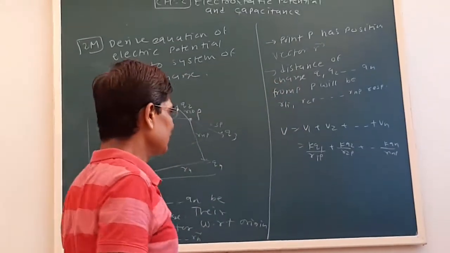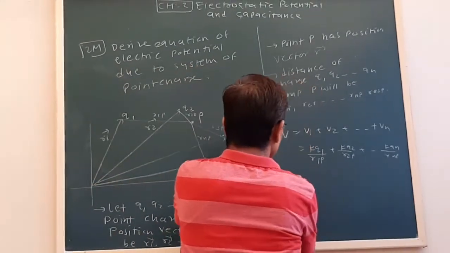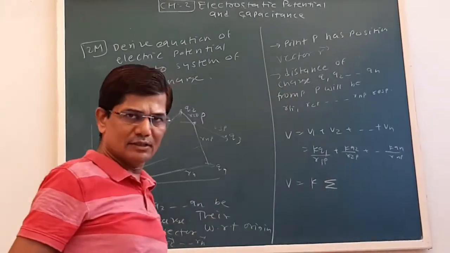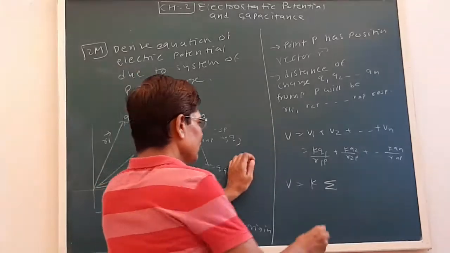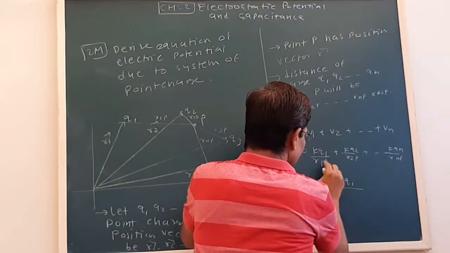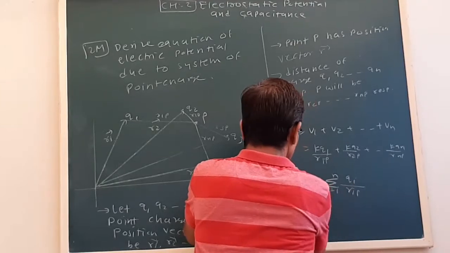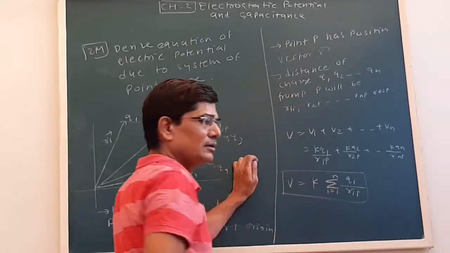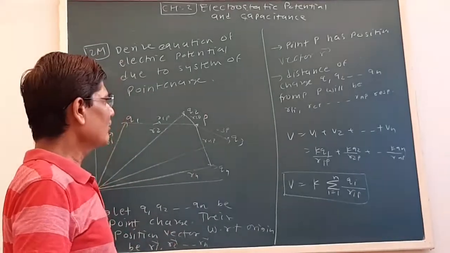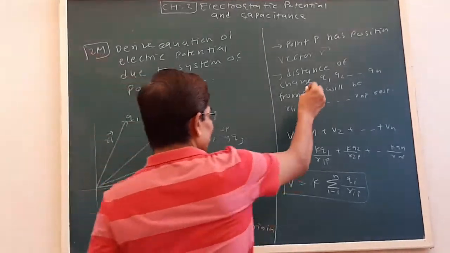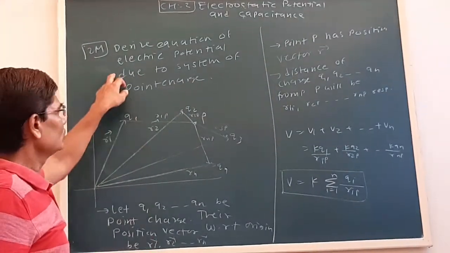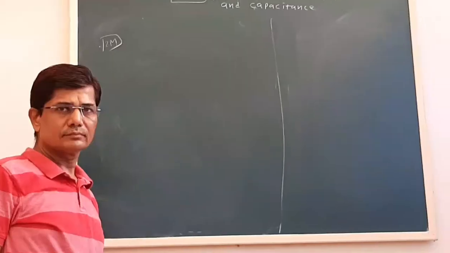Now this can be written in the form of a summation: V is equal to K sigma i is equal to 1 to n, Qi by RiP. This will be the generalized formula for a system of point charges. This is how we can obtain the equation of electric potential due to a system of point charges.